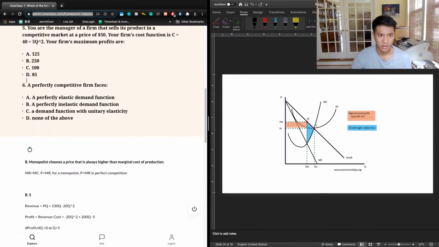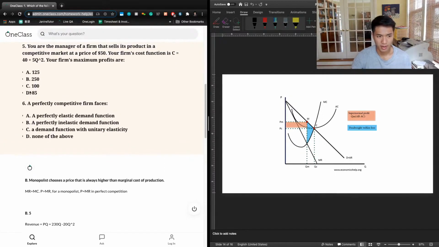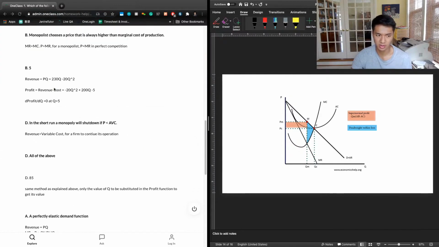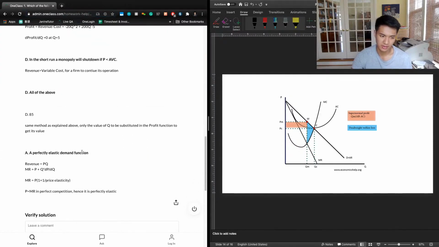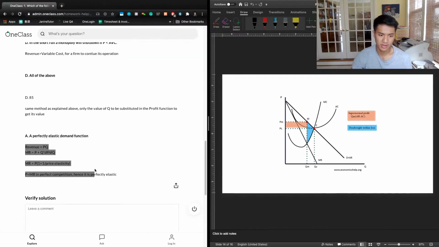Great. And so a perfectly competitive firm faces A, a perfectly elastic demand function, B, a perfectly inelastic demand function, C, a demand function with unitary elasticity, or D, none of the above. For perfect competition, we know that all firms are price takers. Therefore, we have a perfectly horizontal demand curve, and that's what we call a perfectly elastic demand function. And so A is going to be the correct answer here, and that can be proven by this calculus here.